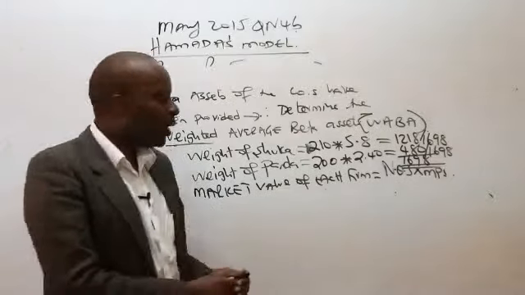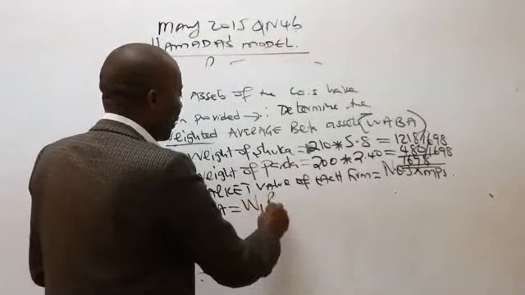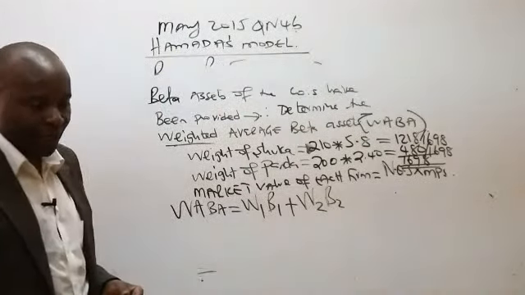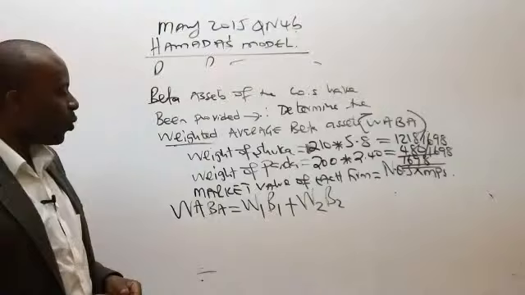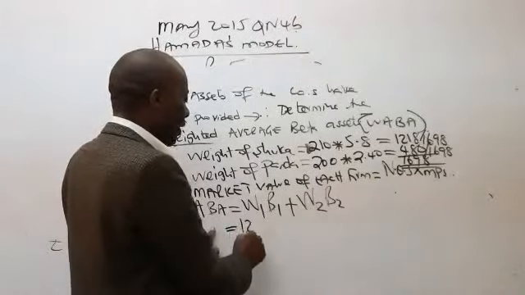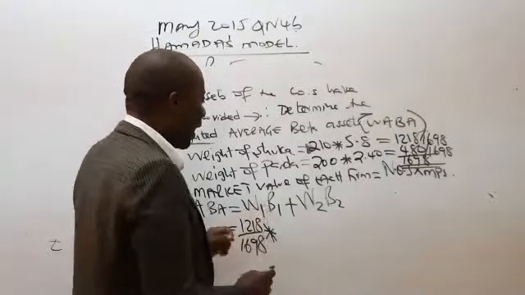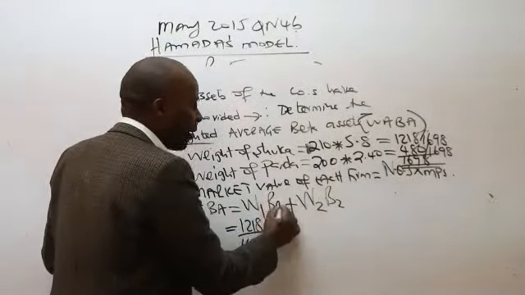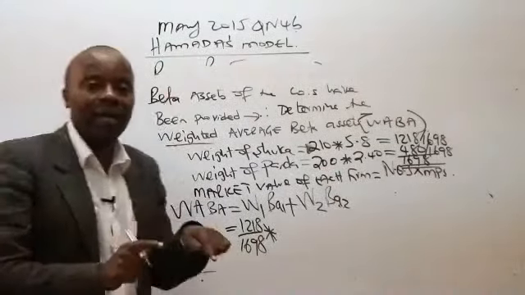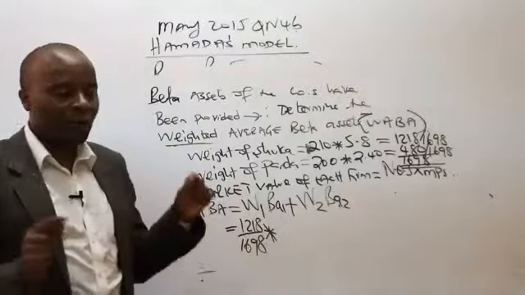Let me help you. To get our WABA, our weighted average beta assets, I'll take weight 1, beta 1, plus weight 2, beta 2, like that. Weight 1 is 1218 over 1698 multiplied by beta. How I wish I had said BA1 and BA2, so that you don't confuse. Because we can only put together beta assets.